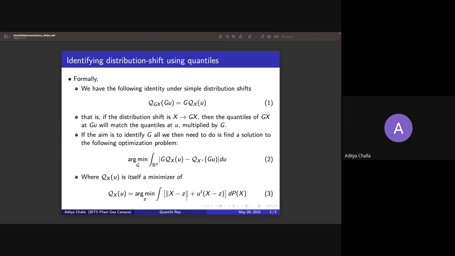Not technically that the quantiles don't change, but they change very predictably with the distribution shift. Assume for the simple case that my entire distribution just has a constant added to it, x plus c. Then all my quantiles also change to x plus c.